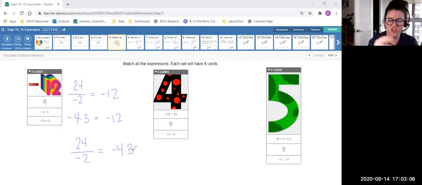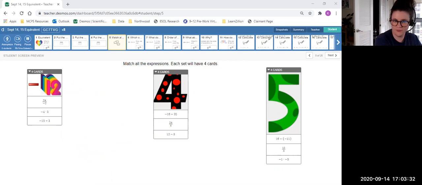This is beyond just answering the question, right? Which is what we had before, answer the question. Now, what we're doing is we're finding equivalent expressions. These two are equivalent. They both equal negative 12. That's what we're trying to get from there, right? That they don't necessarily have to look related, but if they have the same value, then they're equivalent.